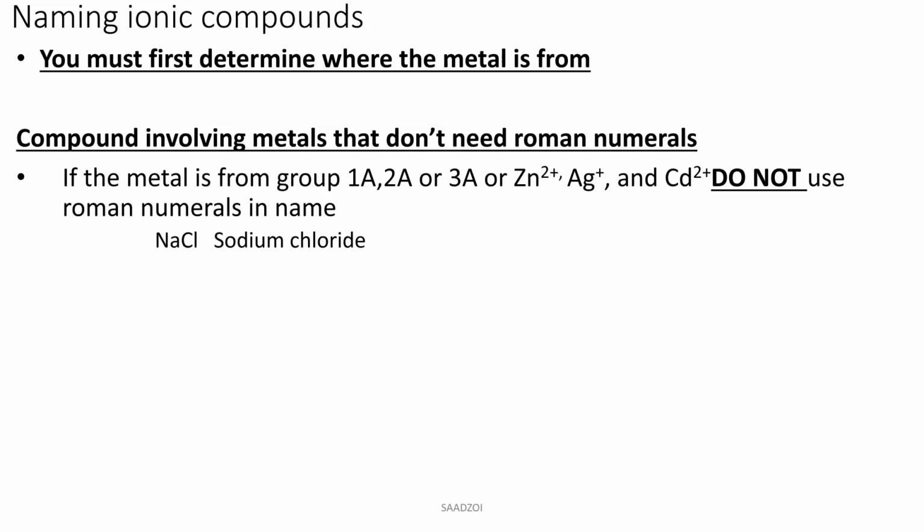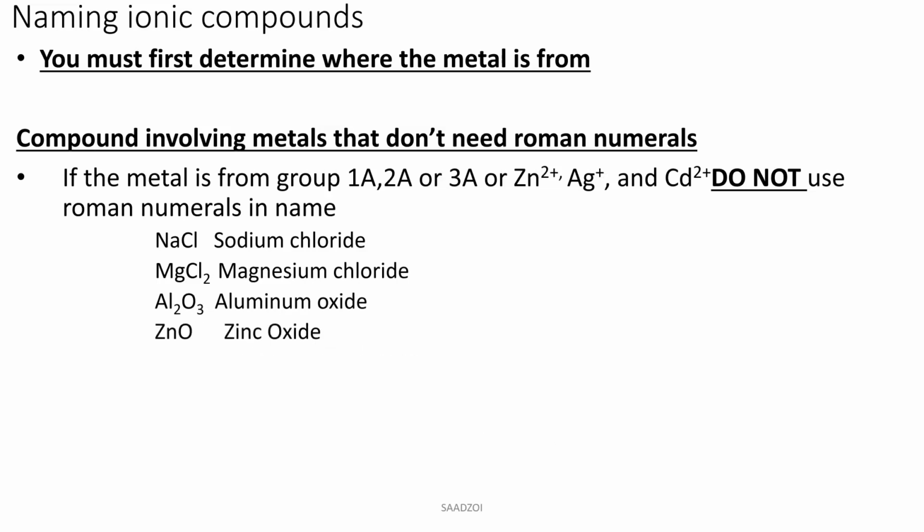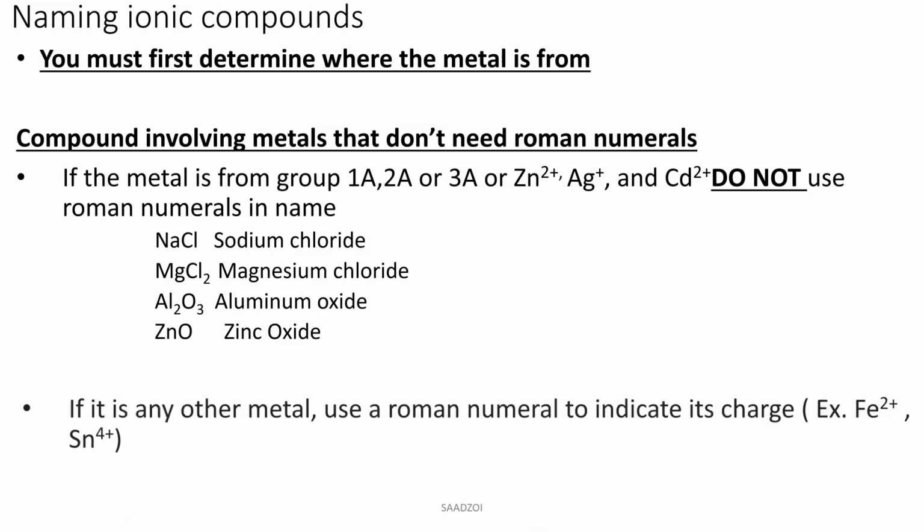NaCl, group 1A, sodium chloride. I don't need to uncrisscross or anything cute. You're done. So if it's any of these, there is no uncrisscrossing. That makes your life a little bit easier. Magnesium chloride, group 2A. Just name it and call it a day. Aluminum, group 3A. Name it and call it a day. Zinc, it's one of the exceptions. ZAC, name it, call it a day.